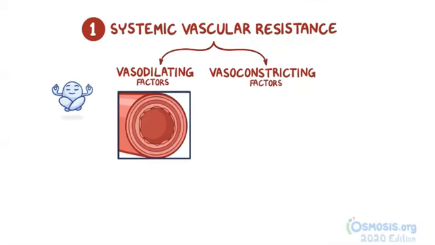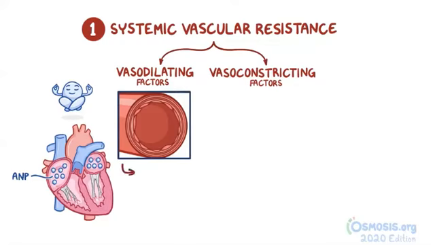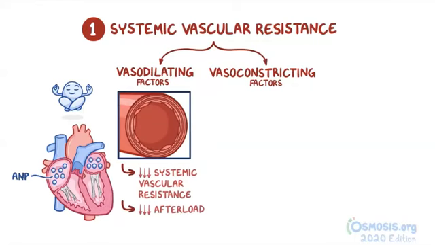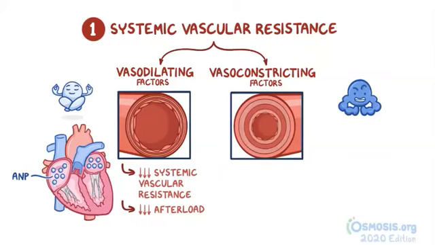Vasodilating factors such as atrial natriuretic peptide, or ANP, which is secreted by cardiac muscle cells in the walls of the atria in response to an increased blood volume, relax smooth muscle cells within the vessel walls, thereby widening the vessel lumen. This results in decreased systemic vascular resistance and therefore decreased afterload. On the other hand, vasoconstricting factors, such as sympathetic stimulation, constrict smooth muscle cells within the vessel walls, thereby narrowing the vessel lumen. Eventually, this leads to an increase in systemic vascular resistance and therefore increased afterload.